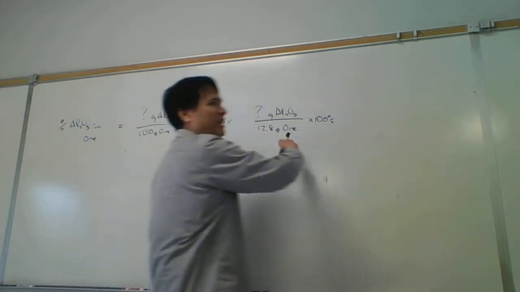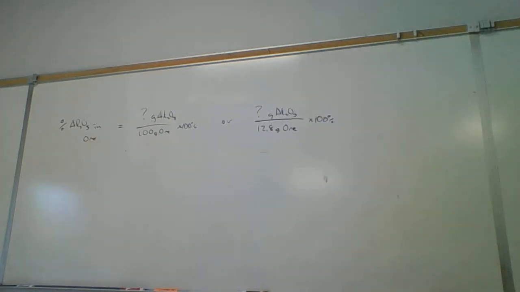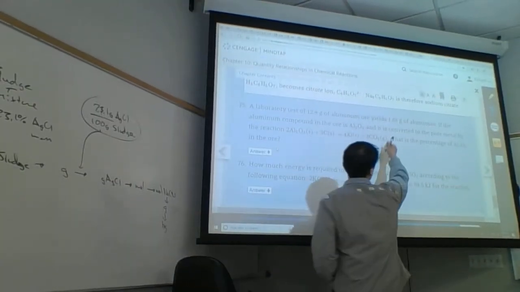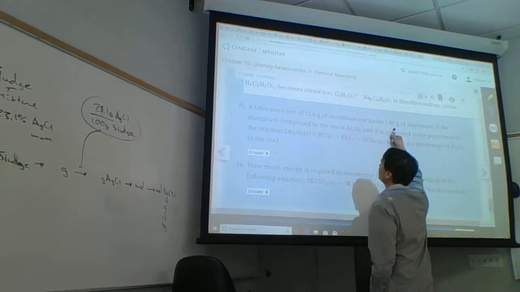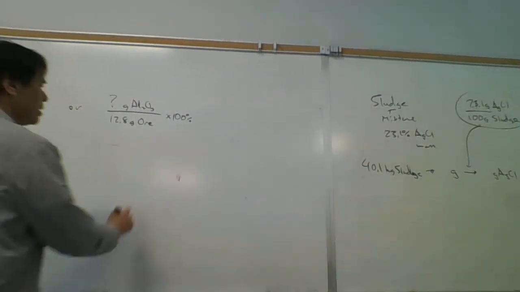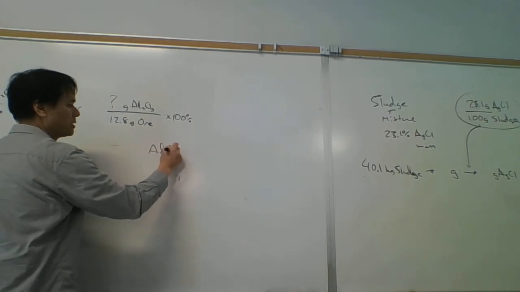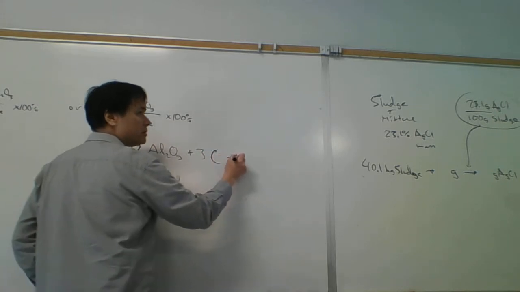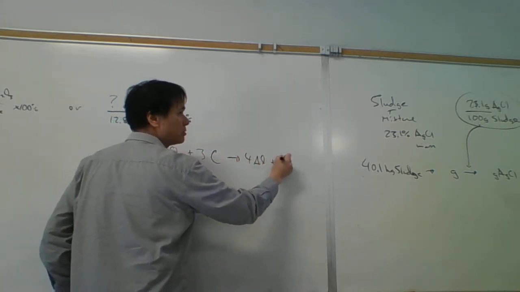The 12.8 grams of ore is a mixture, and so what I have to figure out is how many grams of aluminum oxide are in that mixture. I can do that based on stoichiometry, because they tell us that 1.68 grams of aluminum was produced in this reaction. Where did that aluminum come from? That aluminum came from the aluminum oxide. So here I have my equation: 2 aluminum oxides plus 3 carbons yields 4 aluminums plus 3 CO2s.